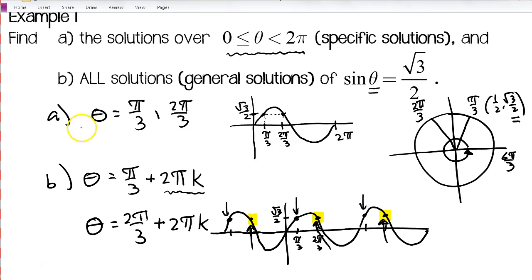So make sure that you look at the directions for the problems to see if you need to find the specific solutions like we did in part A. As we go around one revolution, there's only those two solutions. Or if I want the general solutions, in which case I want you to write equations that give us every single solution possible.